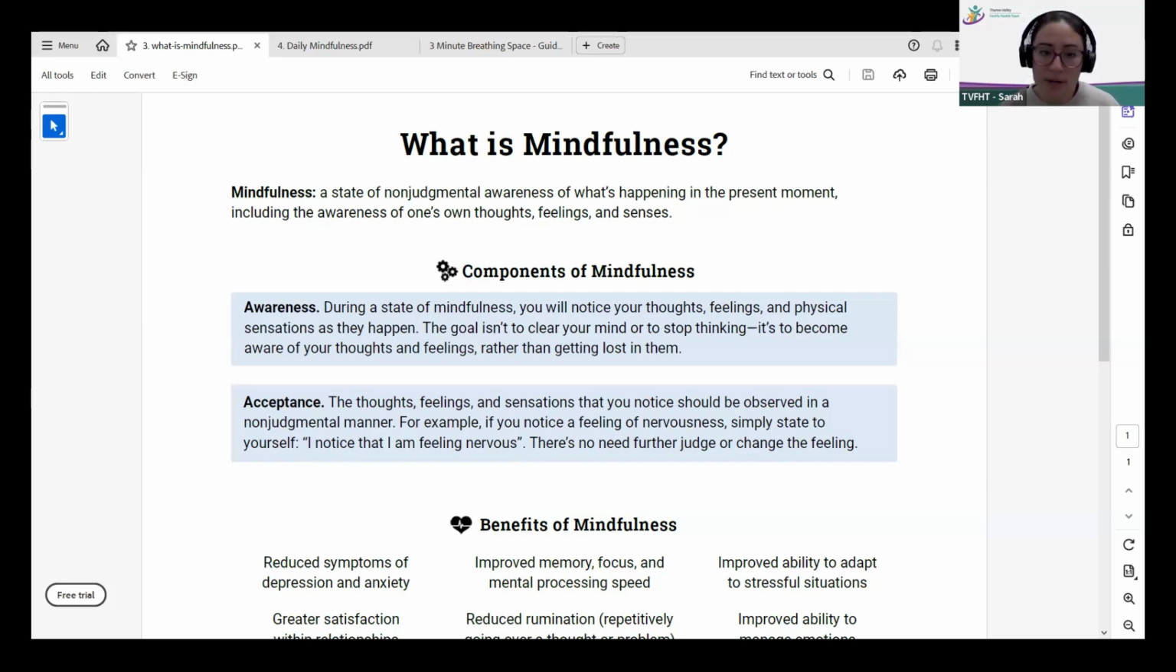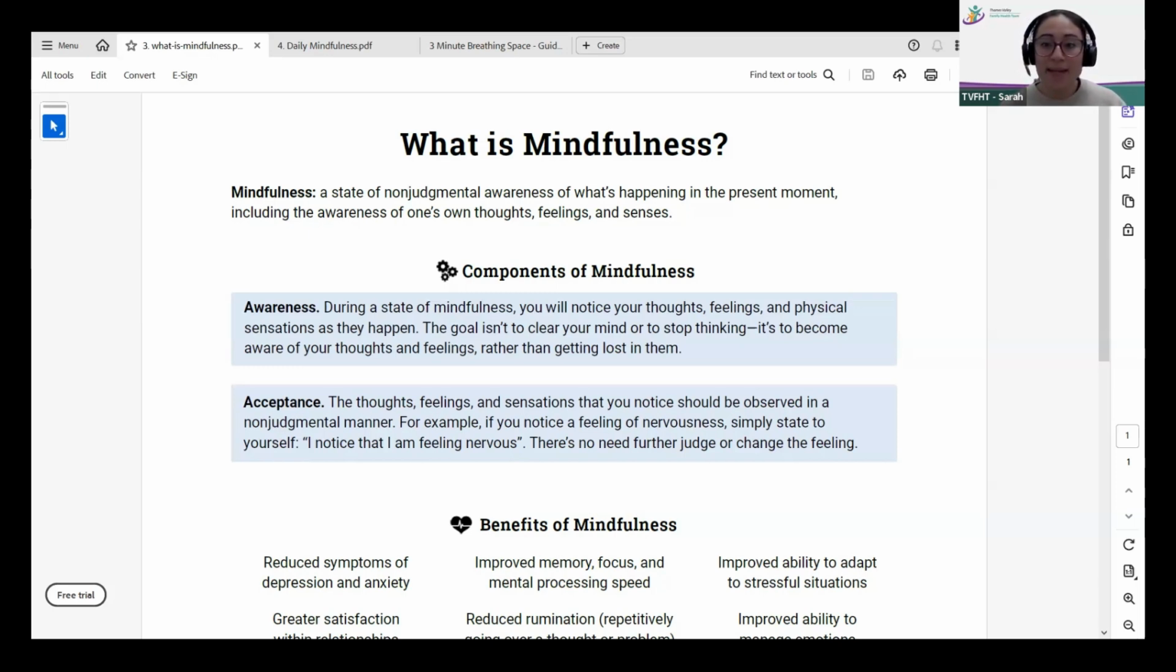And then the second component is acceptance. So the goal is just to notice the thoughts and the feelings and the sensations in a non-judgmental manner. This would be like the opposite of resisting your experience. We're accepting what is happening moment by moment.